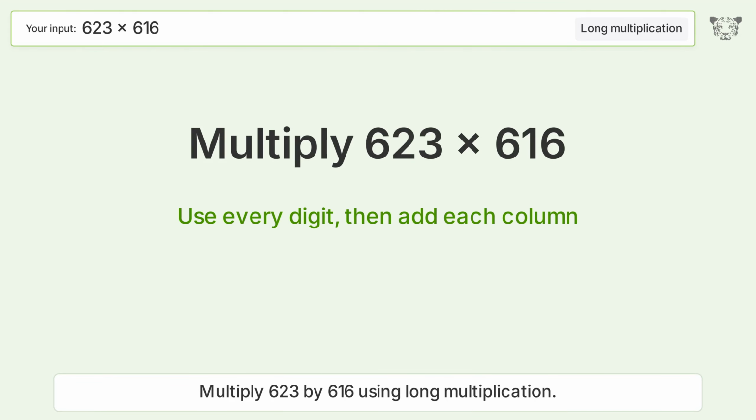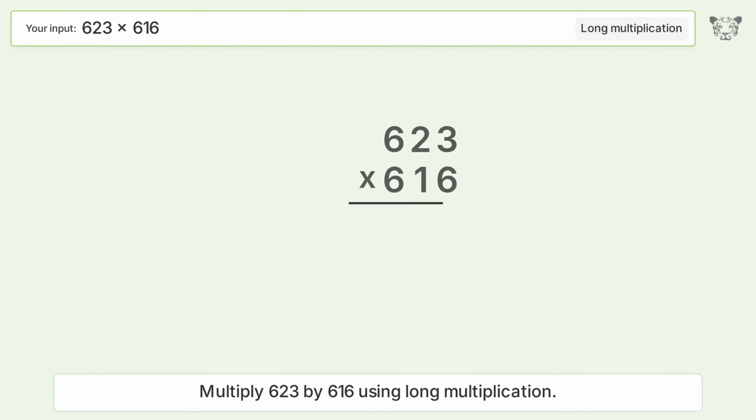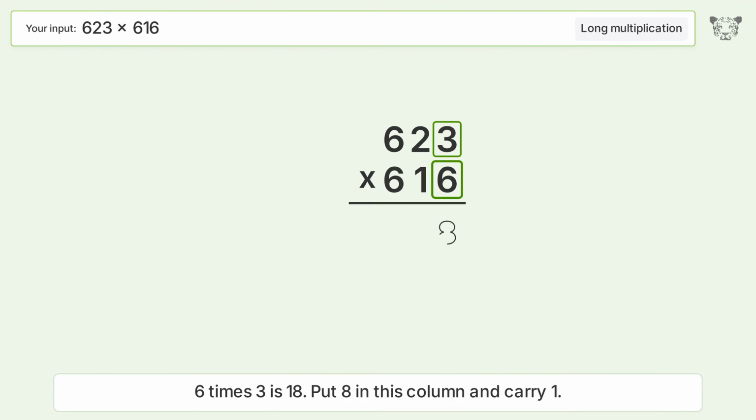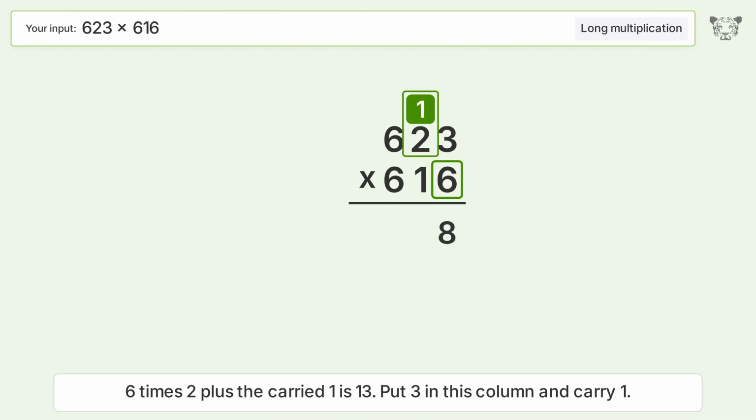Multiply 623 by 616 using long multiplication. Start with the ones digit, 6. 6 times 3 is 18. Put 8 in this column and carry 1. 6 times 2 plus the carried 1 is 13. Put 3 in this column and carry 1.